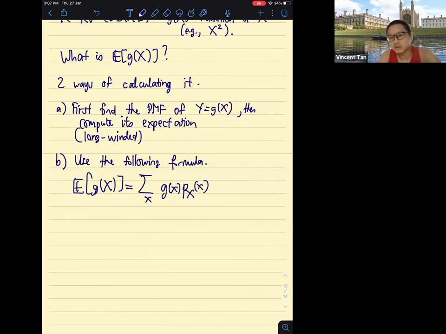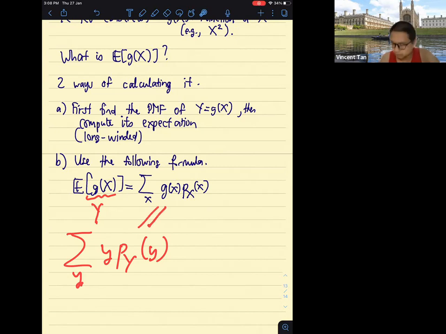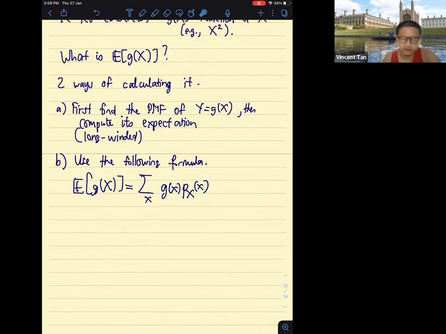Okay, so this actually requires a proof. This requires a small justification, because now y is a new random variable. We should really be computing the sum over y, y p_Y of y, like that. Now, the fact that this is equal to this requires justification, because this is a probability mass function of x, and this is a probability mass function of y. We have to justify that these two are in fact the same. This is not clear a priori. That means this requires a small proof.